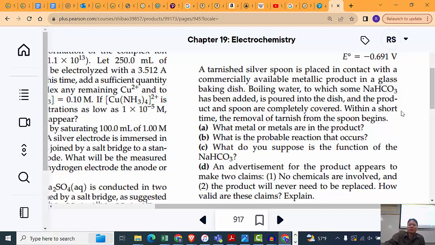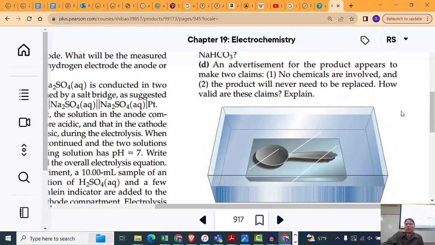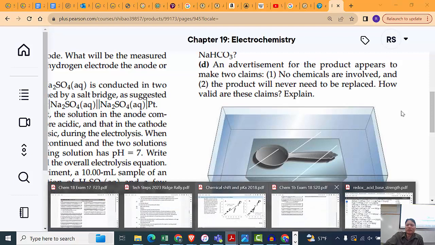An advertisement for the product appears to make two claims. One, no chemicals are involved, and two, the product will never need to be replaced. How valid are these claims? I'm a bit confused about the metallic product. The metallic product is not the product of the reaction. It's the metal reactant that they're selling as a product. Whatever that metal is, it should have an oxidation potential greater than 0.691 volts. So let's take a look and see what metal. You can probably guess what the metal is.